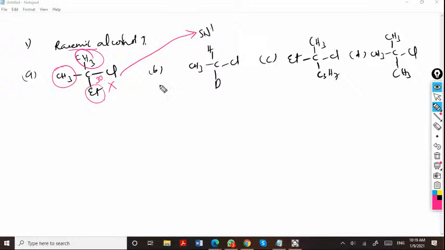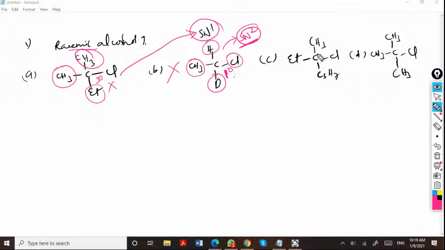In the next, it has four different groups, so it is a chiral center. So it can give the racemic mixture if it follows SN1, but this is also not going to give the racemization product. Racemization is not going to happen because this is a primary alkyl halide, not a tertiary alkyl halide. So it will give an SN2 type of reaction, but not SN1.